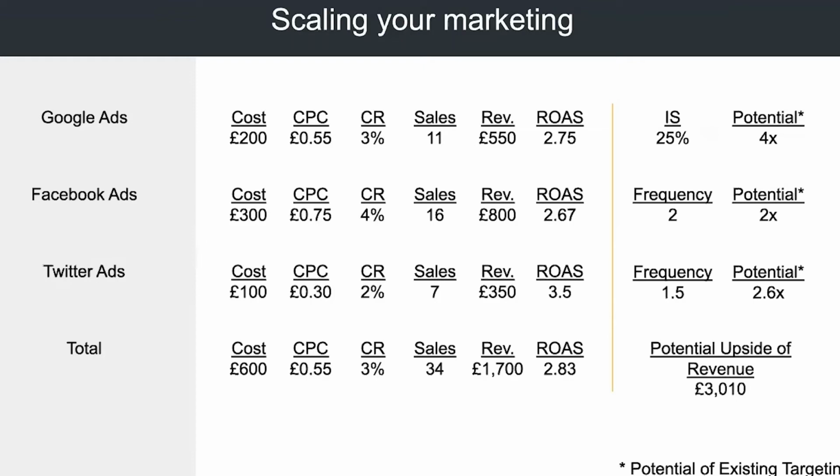With Facebook ads and Twitter ads, the metric that we look at is frequency, which is the number of times a single user views the same ad. If you see the same ad time and time again, then you start to reach a point where your audience is saturated and the performance starts to drop away. So we would recommend not having a frequency of more than 4. What that means in this example with Facebook ads is there's a 2 times potential because your frequency is 2, and a 2.6 times potential in Twitter due to a frequency of 1.5. So you add all of that together and your potential upside of revenue is just over £3,000.